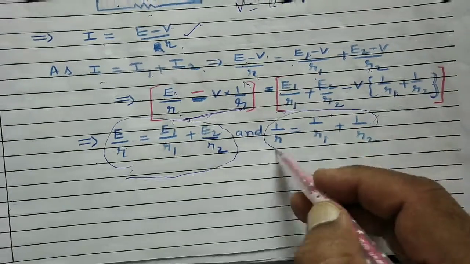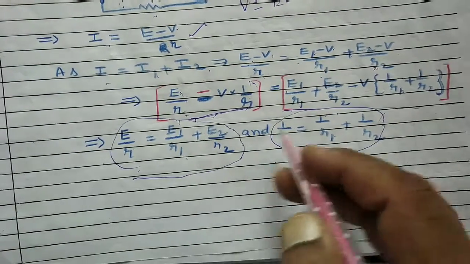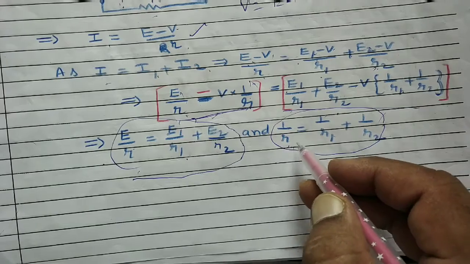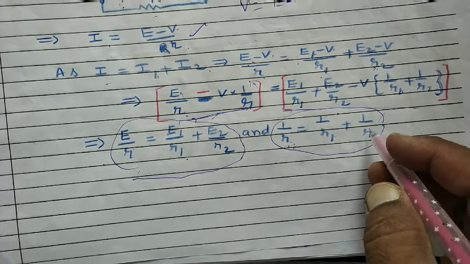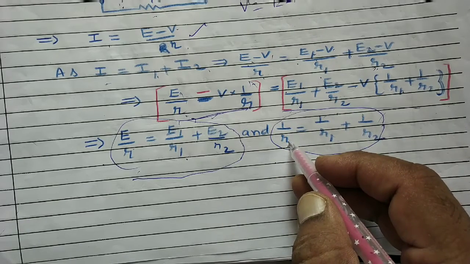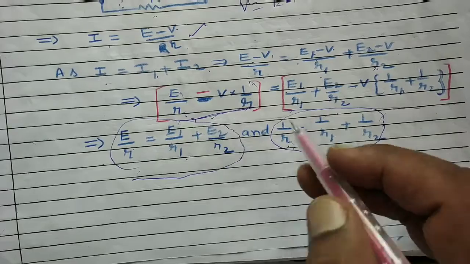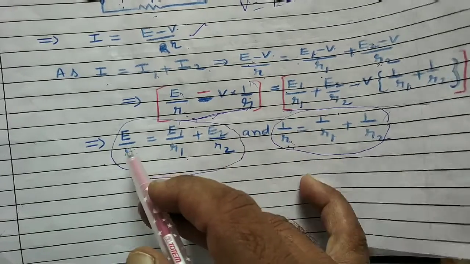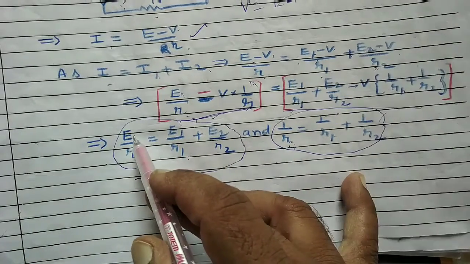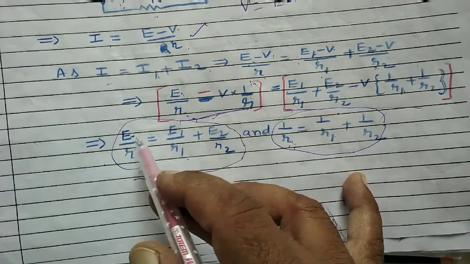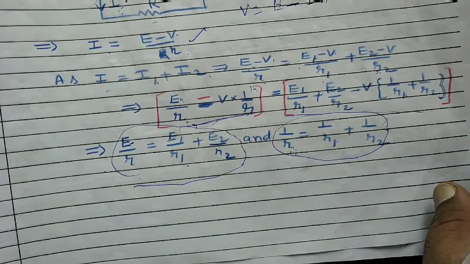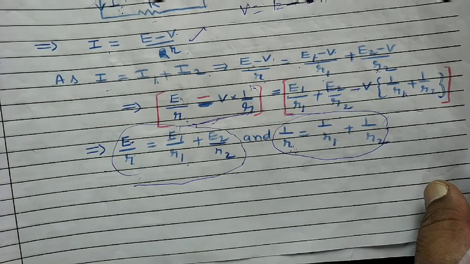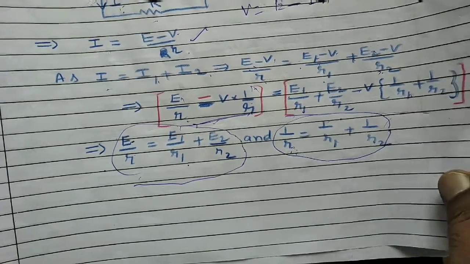That means we got two equations. From one equation we can calculate the effective internal resistance R, where R1 and R2 are the internal resistances of the individual cells. R is the effective or equivalent internal resistance. From the other equation we can calculate the effective EMF, that is, the EMF E of the equivalent cell. So in that way we got two equations to find E and R, the effective EMF and effective internal resistance, when both cells are connected in parallel.